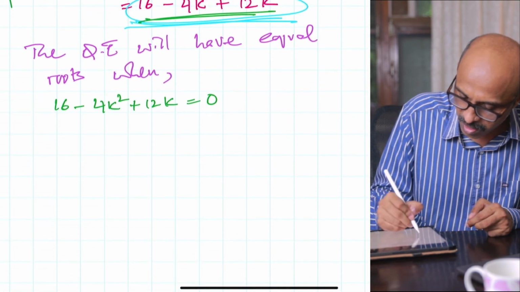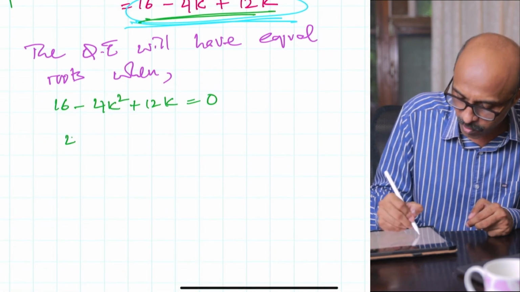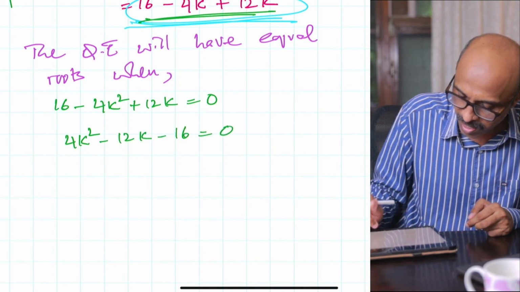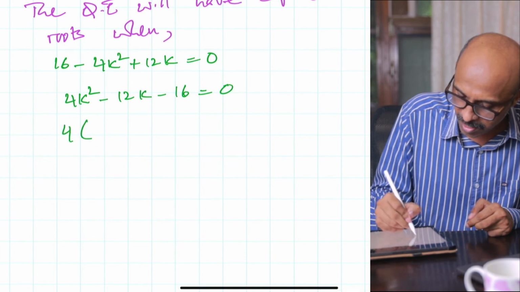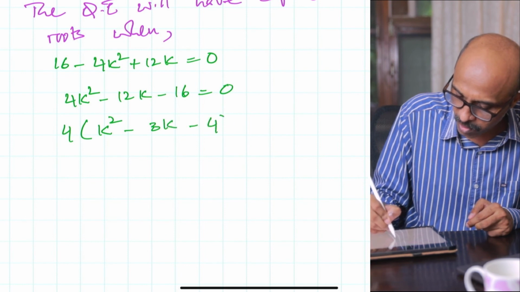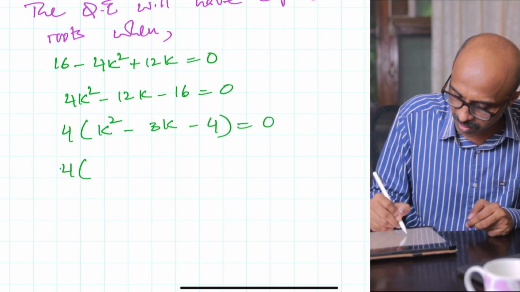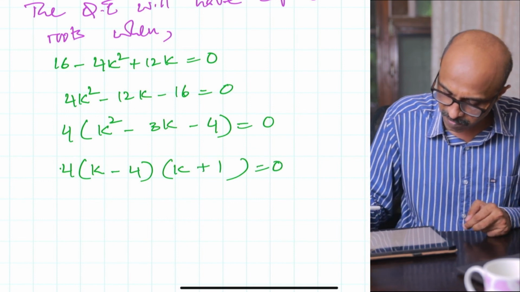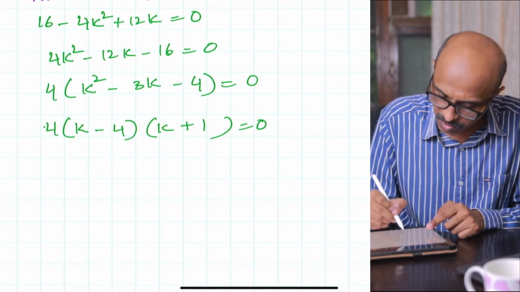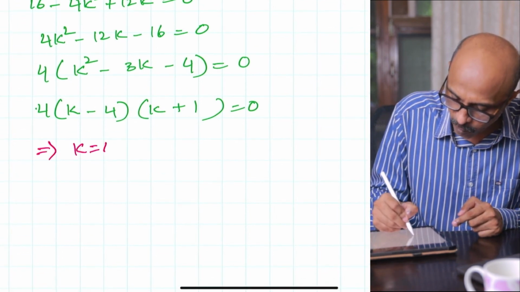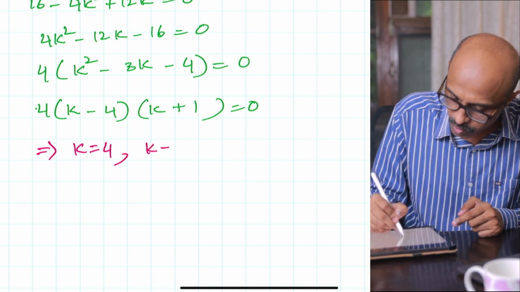So that would mean, when I multiply by -1 throughout, I'd get 4k square minus 12k minus 16 equals 0. I can factor out 4, and that would give me k square minus 3k minus 4. And I believe this can be factored as (k minus 4)(k plus 1) is equal to 0. Let me just check my factoring. Minus 4k plus 1k, minus 3k. Yeah, that should be correct. And this means that k should be 4 or k is equal to -1.